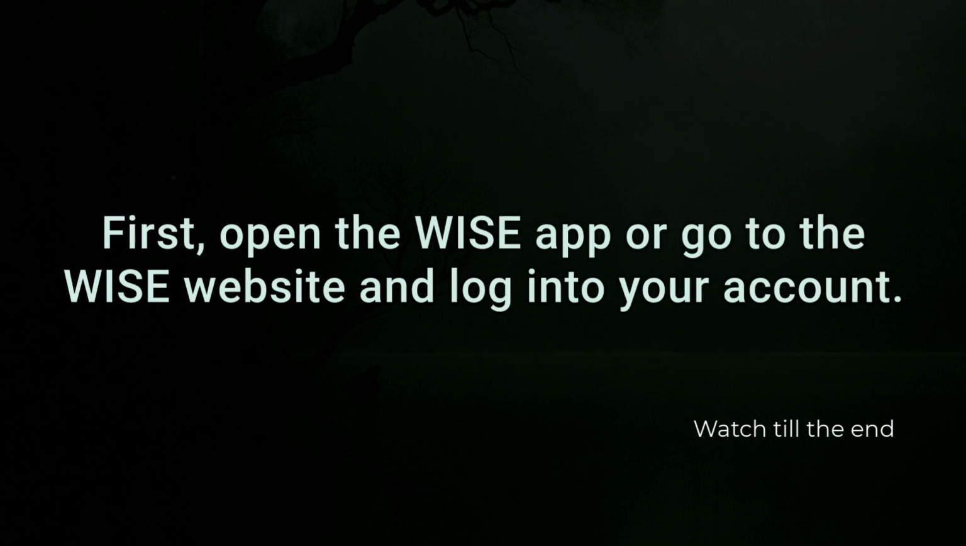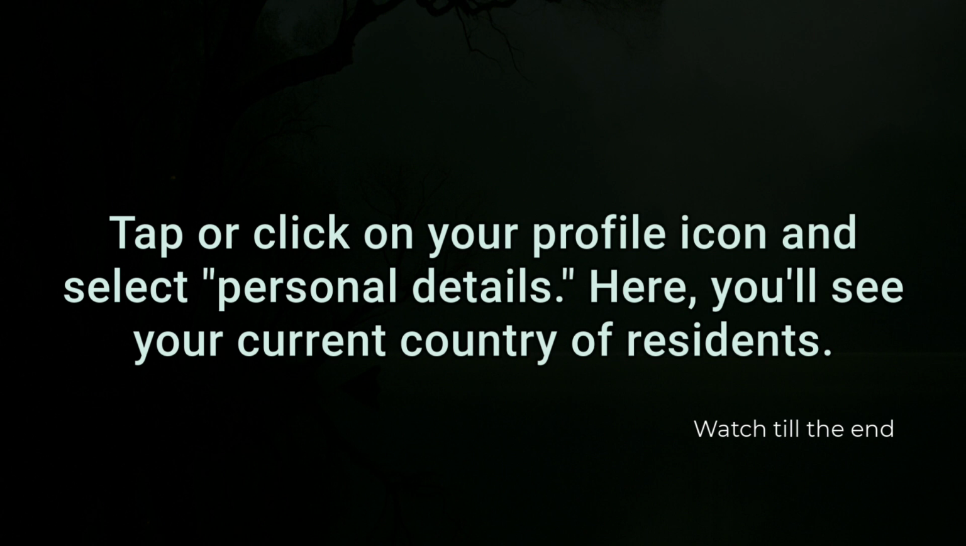First, open the Wise app or go to the Wise website and log into your account. Tap or click on your profile icon and select Personal Details. Here, you'll see your current country of residence.